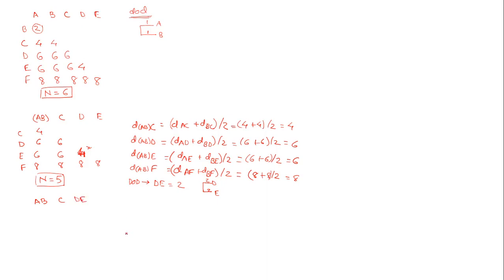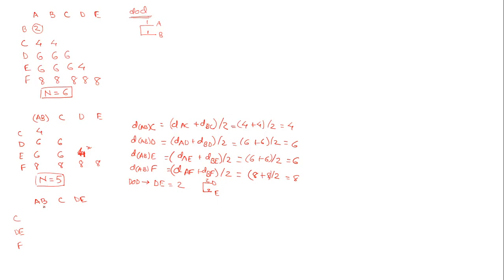In the case of rows, it would be the same. The first row will be C, right? And then the second row would be DE, and the one that would be left is F. So this is how our new distance matrix might look.